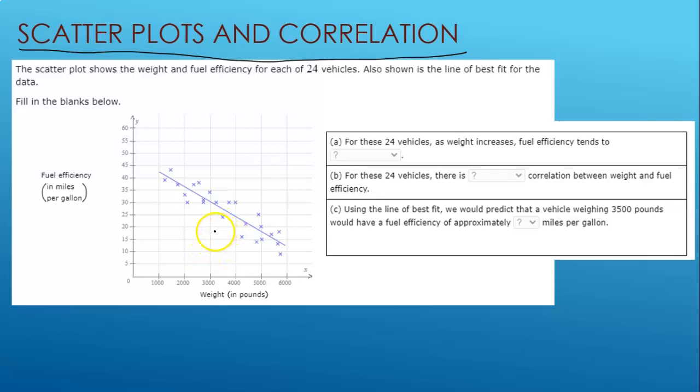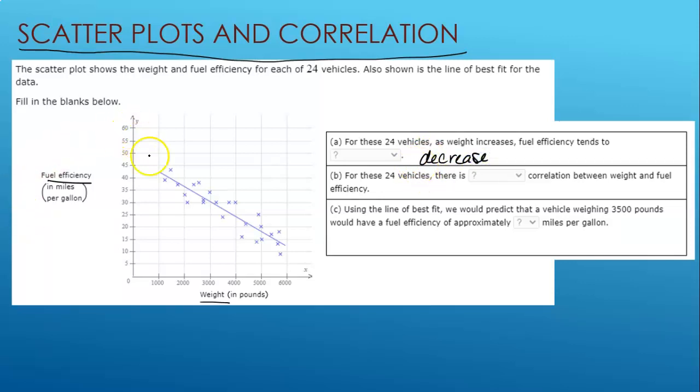So typically what statisticians do is they have a computer draw their line of best fit for them. So we've got a comparison of weight and fuel efficiency. So you can see that your slope is negative on your line of best fit. That means as the weight of the car gets larger, the fuel efficiency decreases. It goes down. So for these 24 vehicles, as weight increases, fuel efficiency tends to decrease.